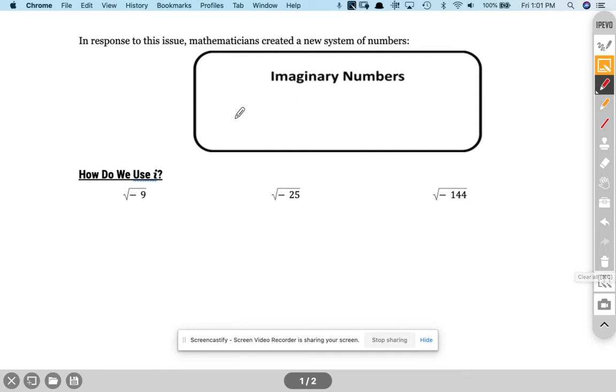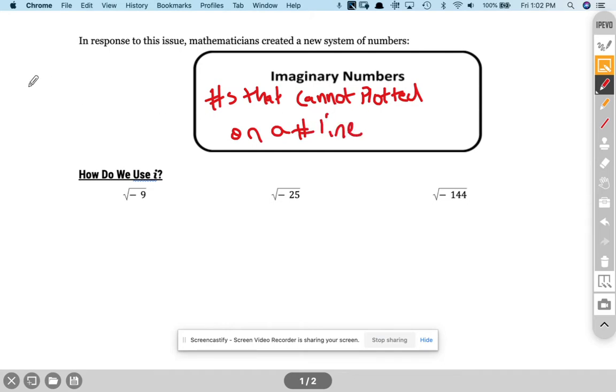Hi, everyone. This video is going to be an introductory video to these things called imaginary numbers. Imaginary numbers are just numbers that cannot be plotted on a real number line. What I mean by that is, and I'll show you an example, it cannot be plotted on a number line.